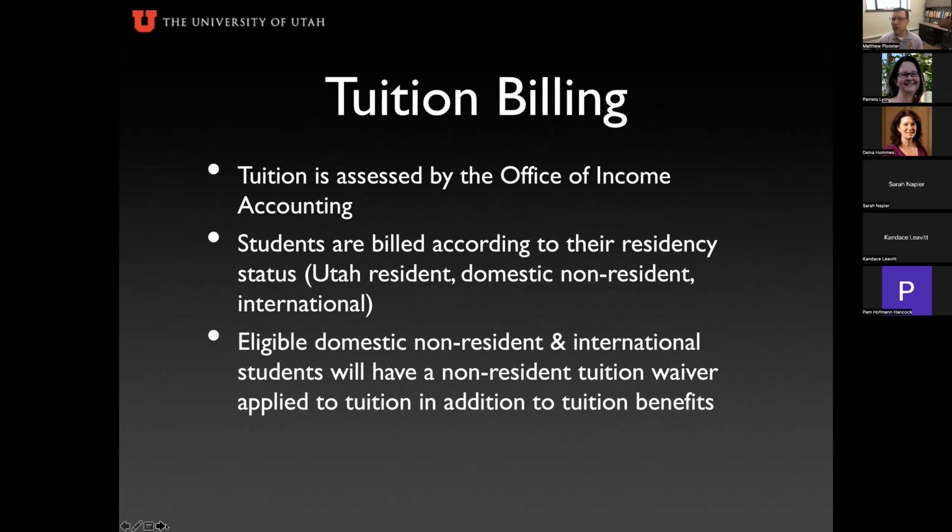Students are billed according to their residency status. This is a big myth that we've been dealing with regarding tuition benefit. There's an understanding out there that students who are on tuition benefit will not be charged non-resident tuition. That is incorrect. Students will be charged the tuition according to their residency status. So if they are non-resident domestic or international, they will be charged non-resident tuition. However, eligible domestic non-resident and international students will then have an additional non-resident waiver through tuition benefit applied to the tuition bill. So that's an important distinction to have there.